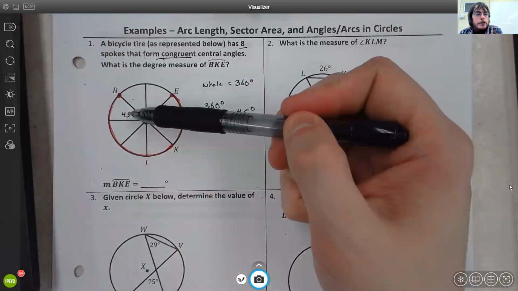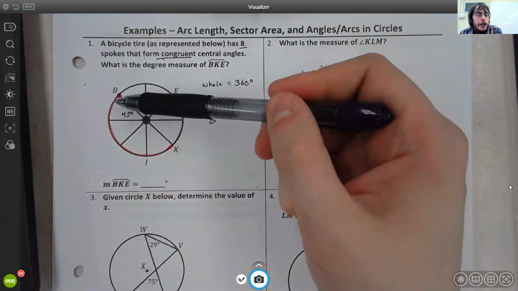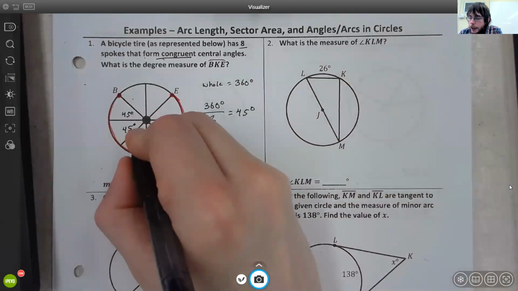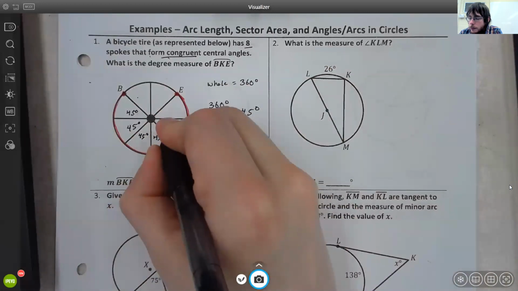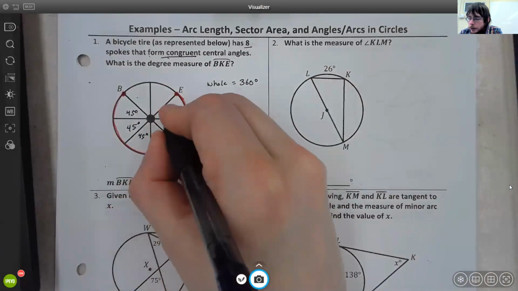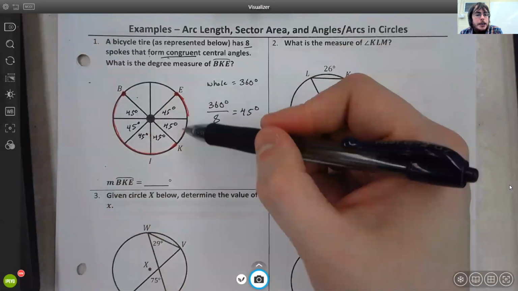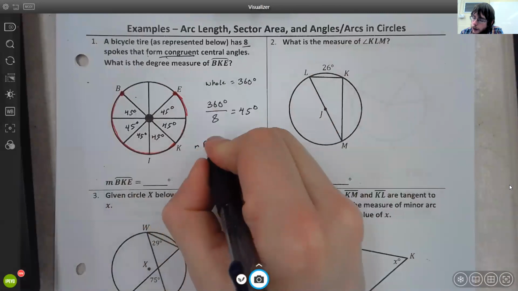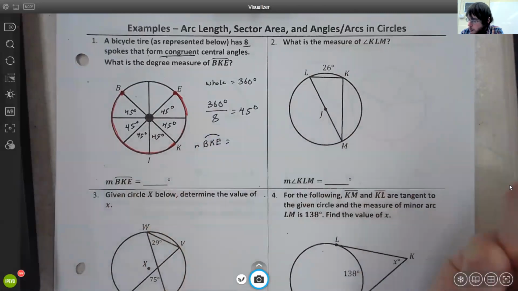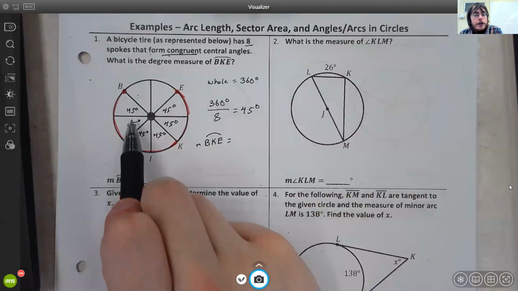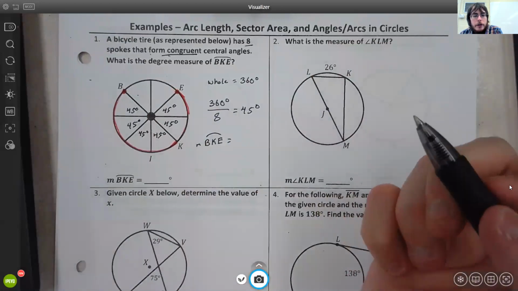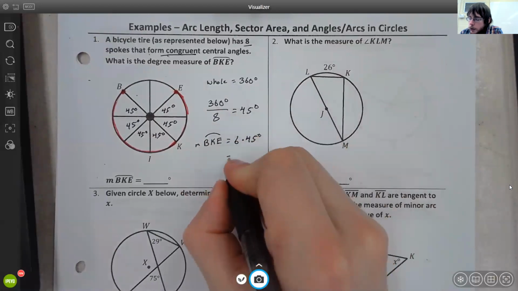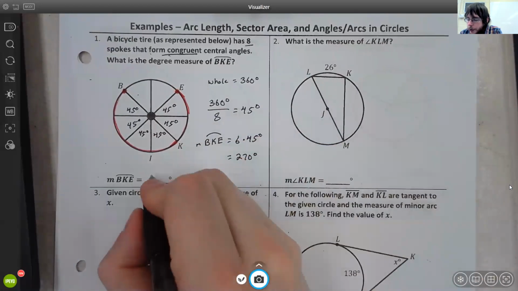Well, we have one section at 45, but then we have all these ones in red here. So each one of those is 45 degrees, again, because they are congruent. Now we have 6 of them. They're each 45. So to figure out the measure of arc BKE, we must take 45 and add it together with itself 6 times, or we take 6 times 45, which gives us 270 degrees.